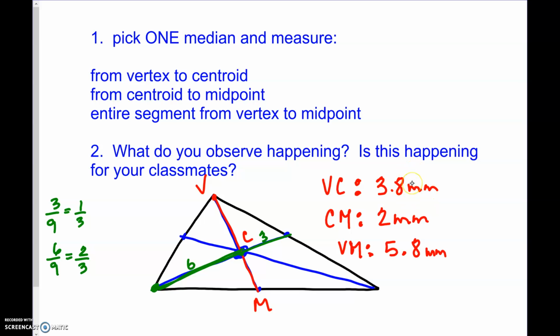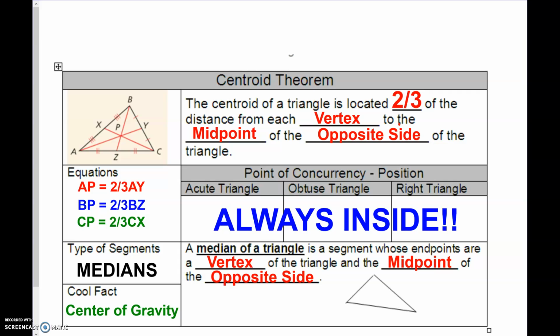I'm off by 2 millimeters from that happening. Okay, so this was my 3.8 and this was my 2. So if you double 2, you get pretty close to 3.8. All right, so here's what everything looks like in a nice, neat, organized way.